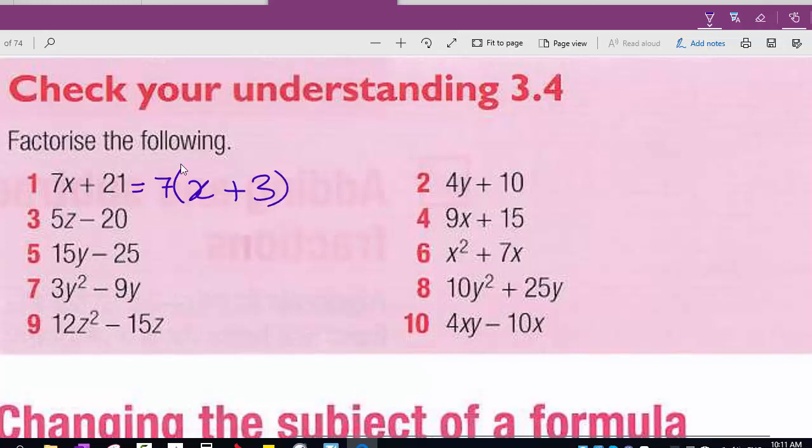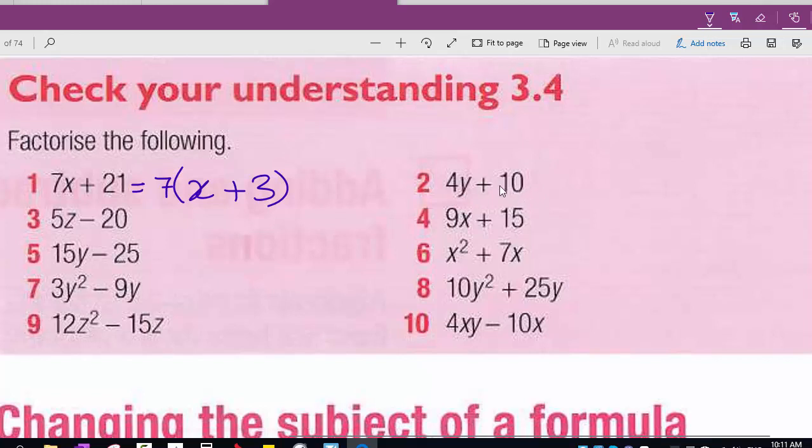Now we factorized. If we multiply the brackets out, we will get 7x plus 21 back again. This is a quick way to check your answer. After you expand your bracket, if you didn't get the expression again, it means you are not on the right track. Question 2, 4y plus 10.